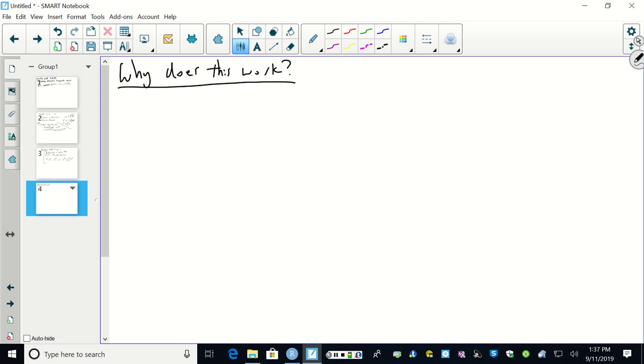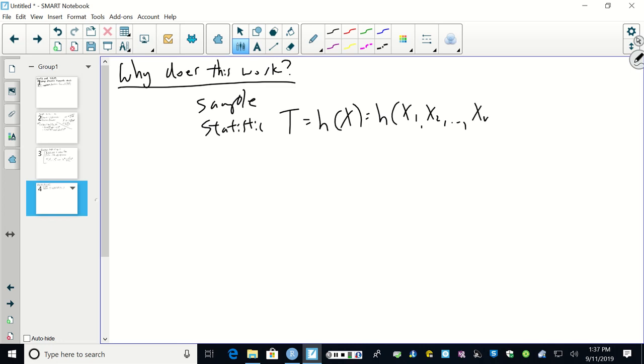Well, we have our sample, and we have our statistic. The book calls it T, which is h of x, or if we want to write out all the different values, something like that to show that we actually have n observations. Now, if we had many samples, we would see how variability from sample to sample would be, right?